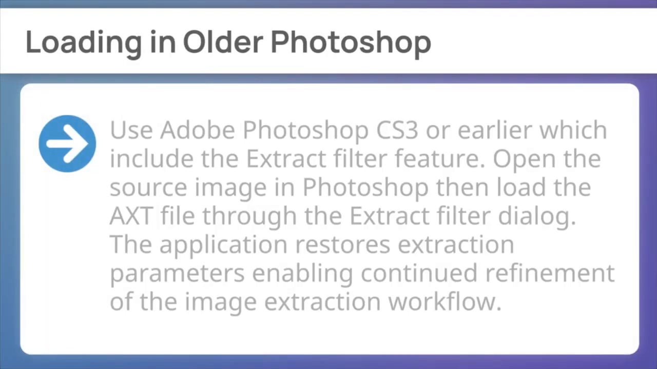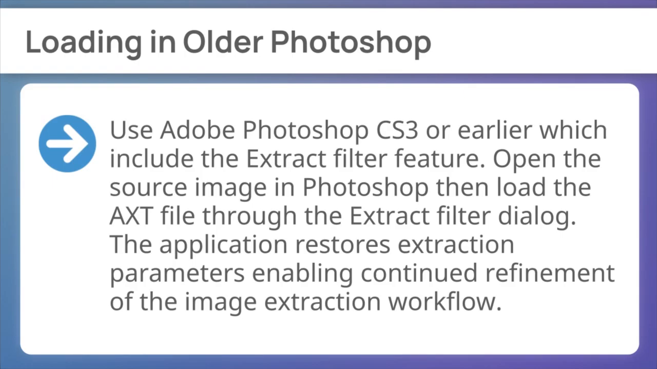First, loading in older Photoshop. Use Adobe Photoshop CS3 or earlier, which include the extract filter feature. Open the source image in Photoshop, then load the AXT file through the extract filter dialog. The application restores extraction parameters, enabling continued refinement of the image extraction workflow.